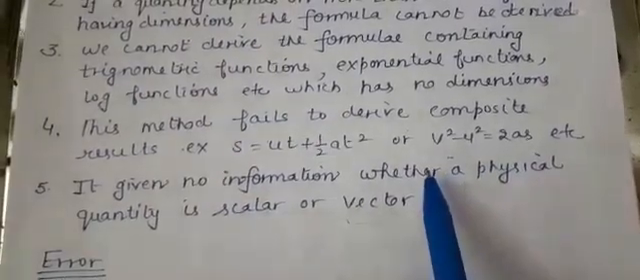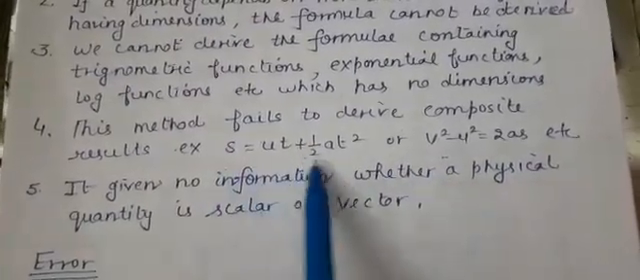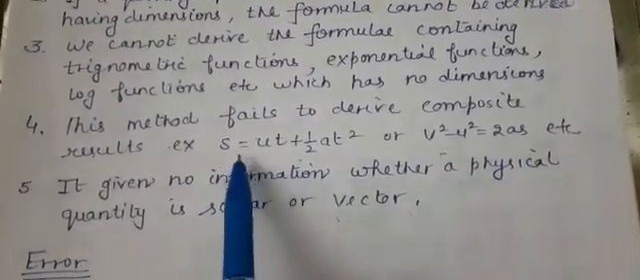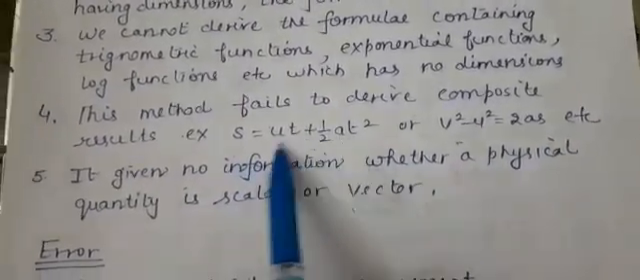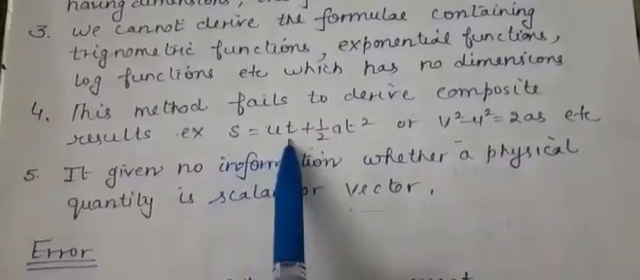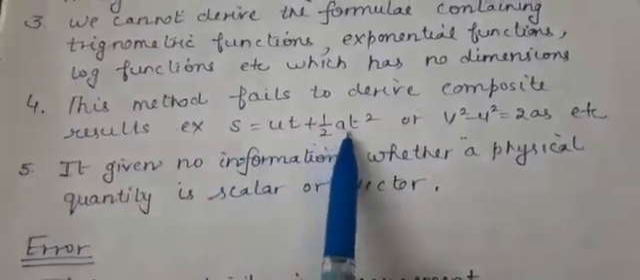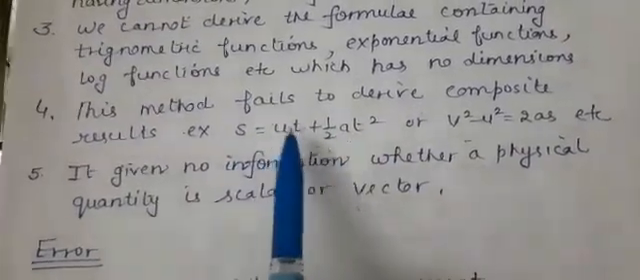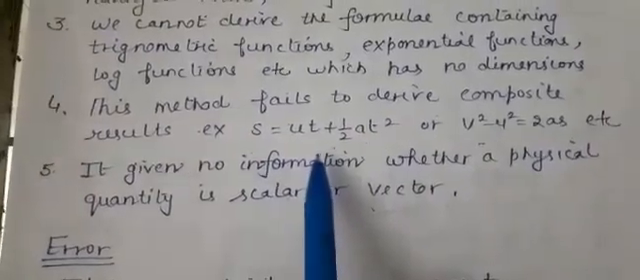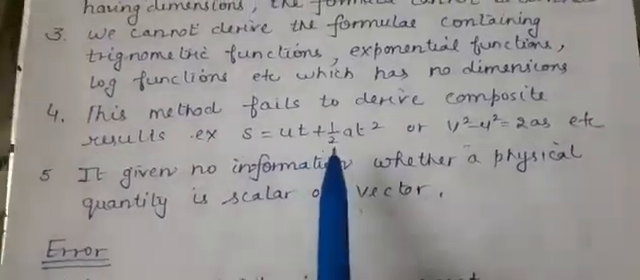Many relations can be like this. If you want to check the correctness, you can easily check. But you cannot derive the relation as an addition of these two. If you want to derive, you will either derive S proportional to ut or S proportional to at square. But this result you cannot derive. This method gives dimensional correctness of physical relation.